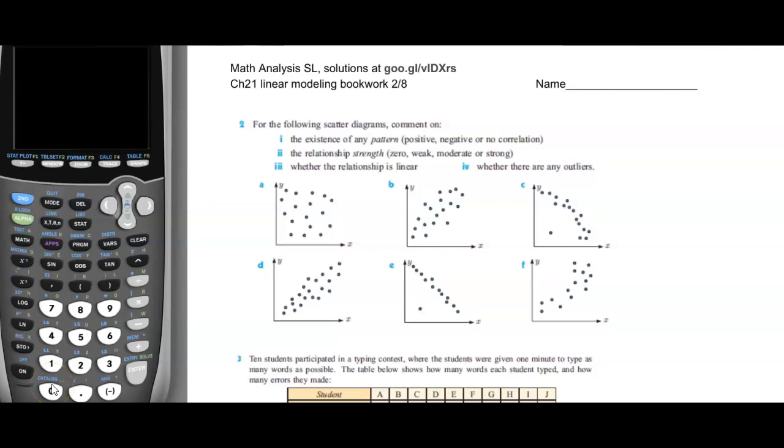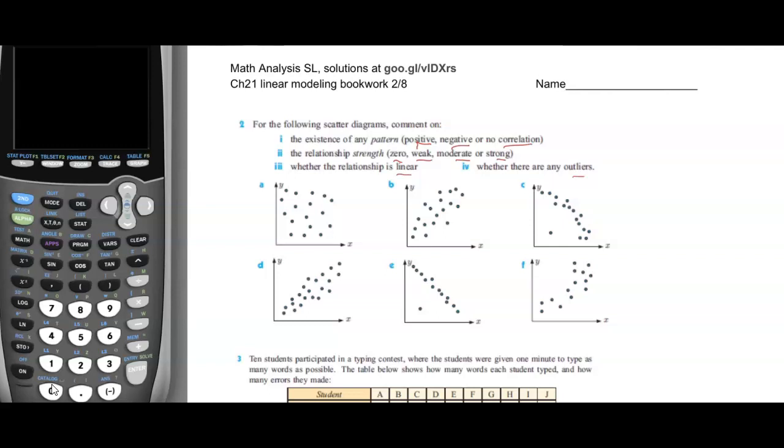Page 2 of linear modeling. For the following scatter diagrams, comment on the existence of any pattern: positive, negative, or no correlation; the relationship strength: 0, weak, moderate, or strong; whether the relationship is linear or not; and whether there are any outliers.